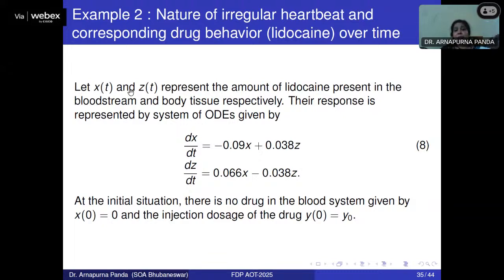X(t) and Z(t) represent the amount of iodine present in the bloodstream and body tissue respectively. Their response is represented by a system of ODEs given by dx/dt = -0.09x + 0.038z and dz/dt = 0.066x - 0.038z. The initial conditions are x(0) = 0 and z(0) = z0.